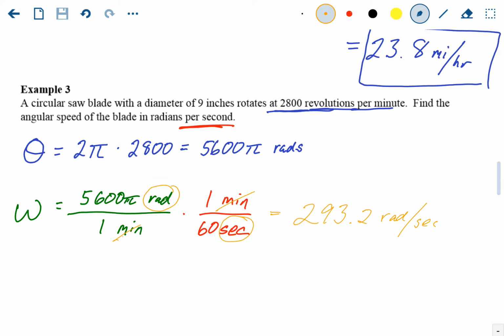All right, and that's example 3. It goes along almost identically with problem 3 in the homework. That's going to be posted on Google Classroom. If you want to check that out, it'll give you a couple of days to work on this.